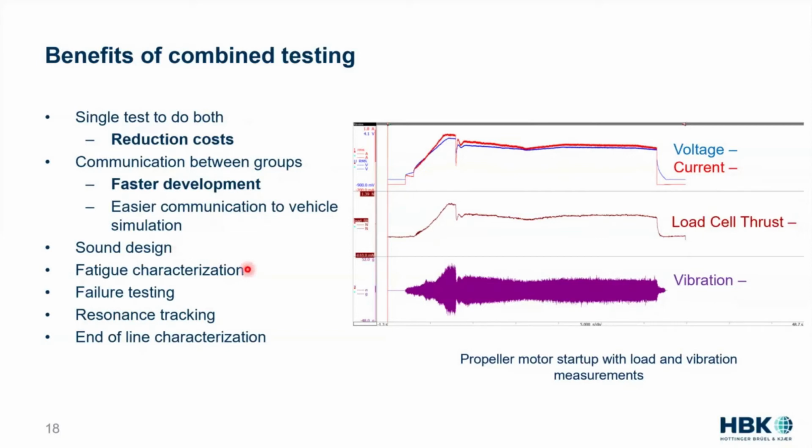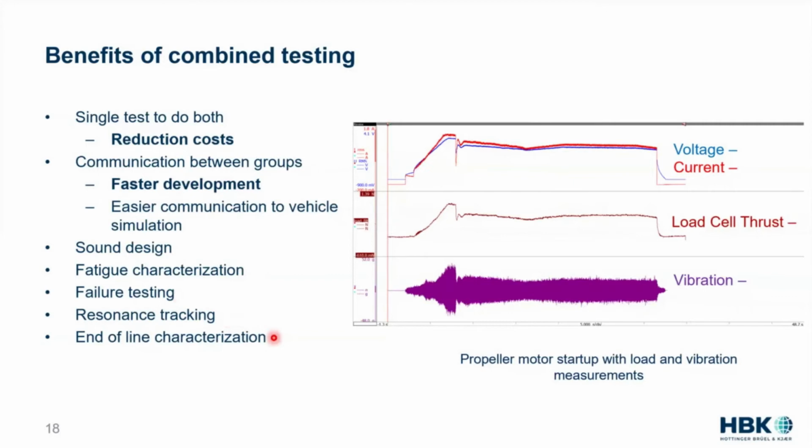Fatigue characterization. Since the inverter has such a big influence on NV, you can start feeding these data sets into solvers and understanding the fatigue from things like voltage or current. Failure testing, obviously, when something goes wrong, you want to have the root cause. If that root cause is an inverter, you want to know about it. Resonance tracking, and then these things can be really useful for end-of-line characterization.